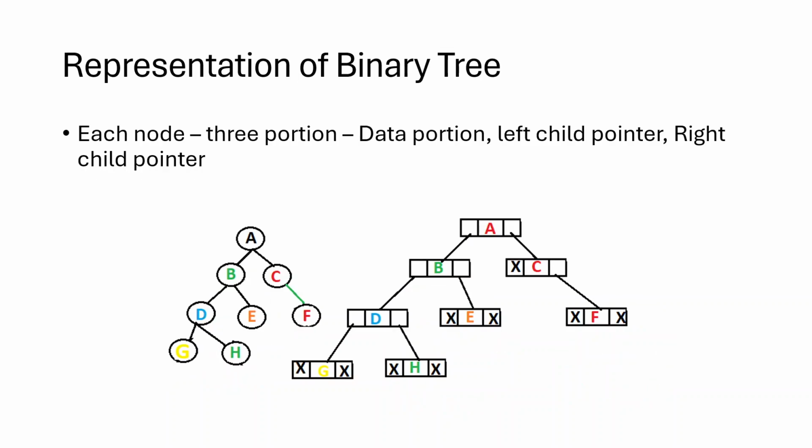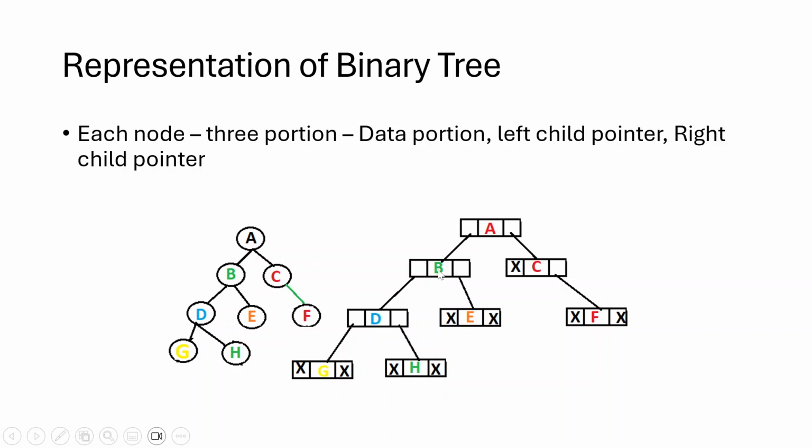So how can I represent a binary tree using a linked list? In the linked list, we always use a structure. In the structure, we have a single data field called A, and then two pointers: one is the left node pointer, and the other is the right node pointer. So B has a left node pointer and a right node pointer. Here I will store the address of the left child, and here I will store the address of the right child.